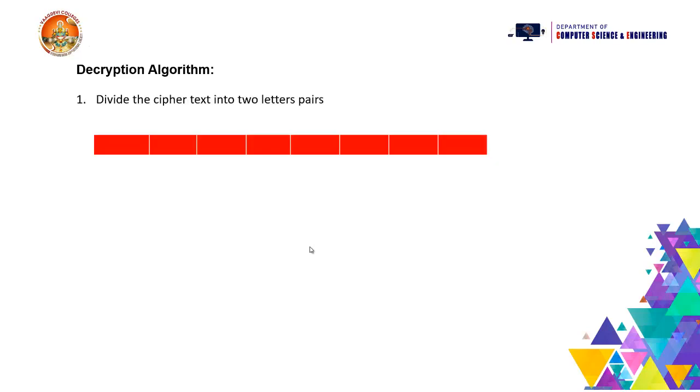Next, decryption. Decryption is exactly the reverse of encryption. For decrypting the ciphertext, we have to follow these rules. The first rule is divide your ciphertext into two letter pairs. Like this, we have to divide our ciphertext into two letter pairs.